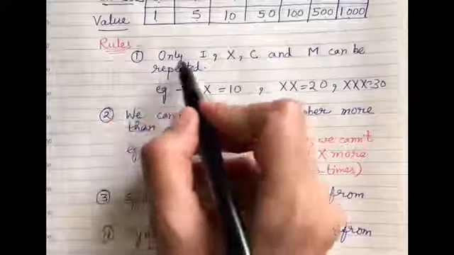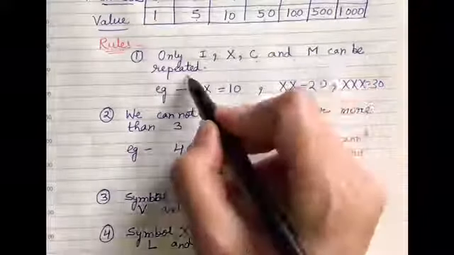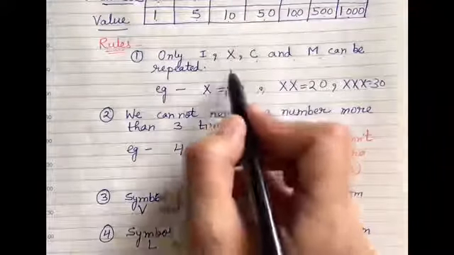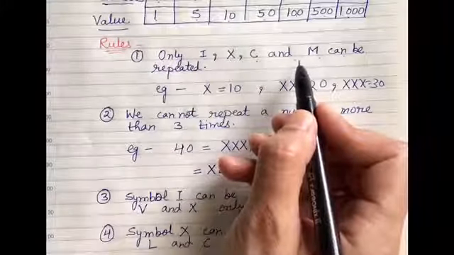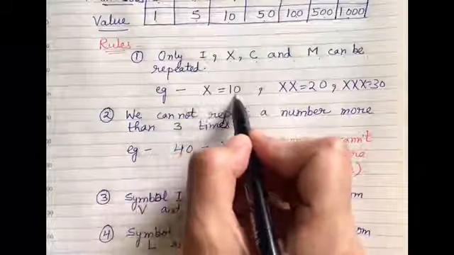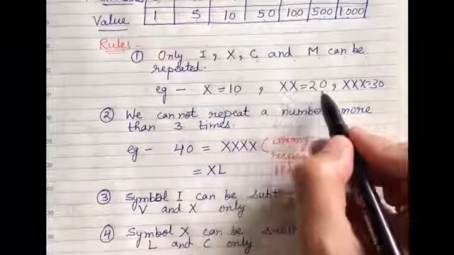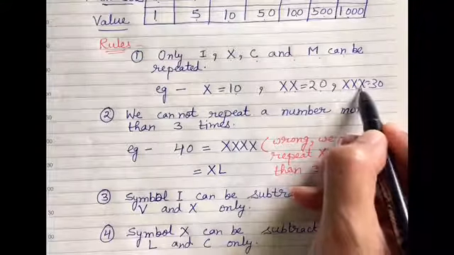First rule: only I, X, C and M can be repeated. So while writing a number, only the letters I, X, C, M can be repeated. For example, X is 10, XX is used for 20, XXX means 10 plus 10 plus 10, 30.